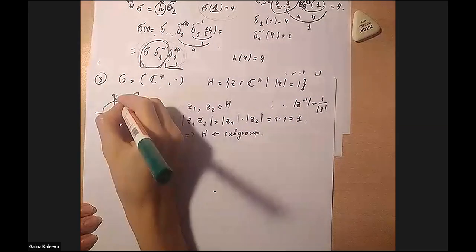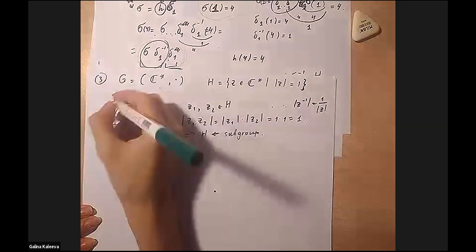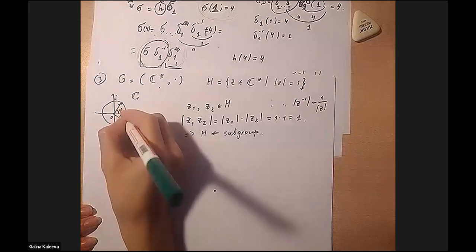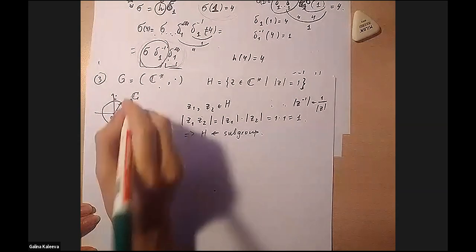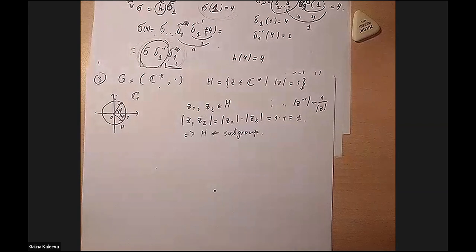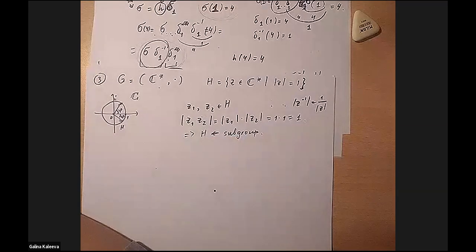So let's take this one. This element rotates our plane by phi, and the inverse element rotates by phi clockwise. This one counterclockwise, this one clockwise. So this is a subgroup. Let's check that this subgroup is a normal subgroup.